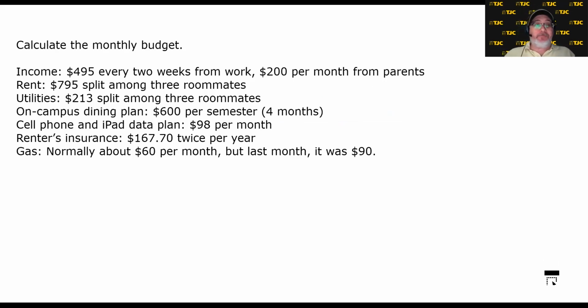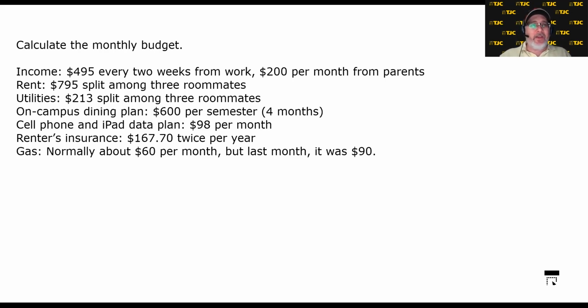Calculate the monthly budget. Our income comes from 2 sources. We bring in $495 every 2 weeks from work. So we're going to have to do some time conversions to get it to a monthly. And we get $200 per month from our parents. If you've already read this, you can figure out it's the context of a college student.